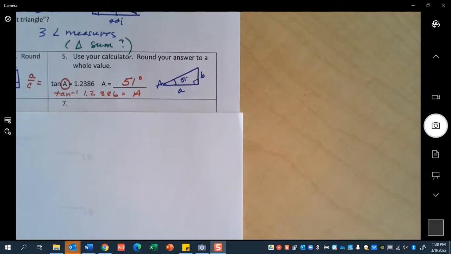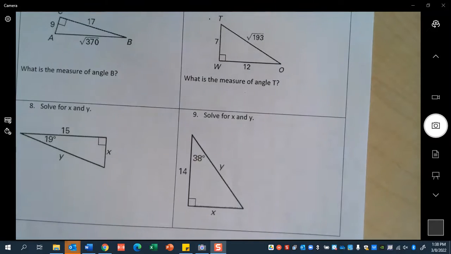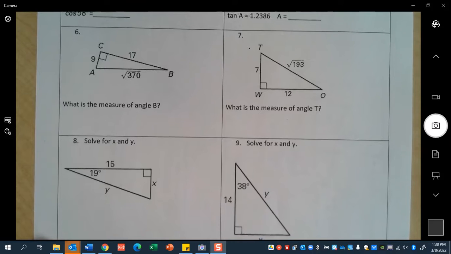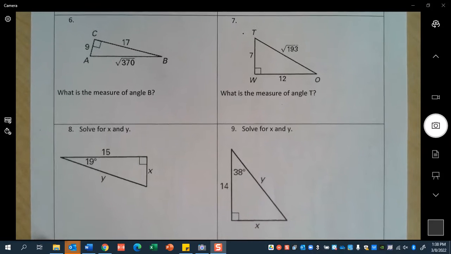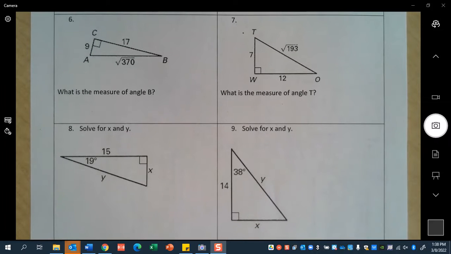All right, so if you take a look at 6 and 7 and 8 and 9, 2 of these problems have you solving for angles, 2 of them have you solving for side lengths. Check in with your group and identify which are sides and which are angles. Go.